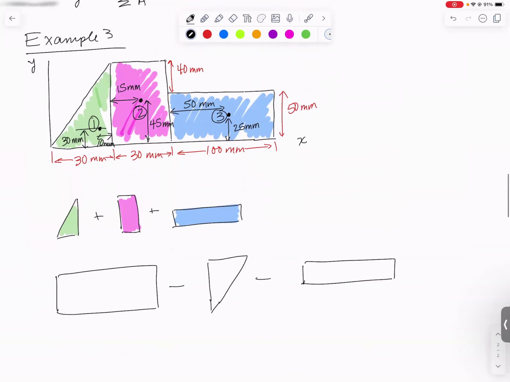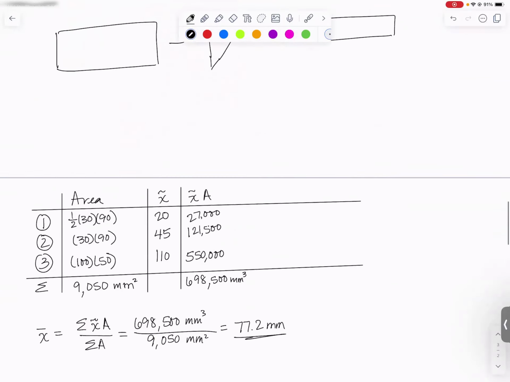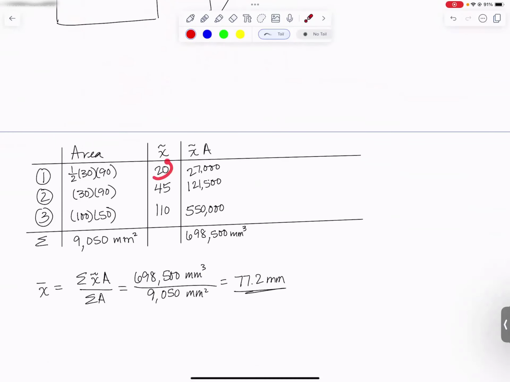And we can right now do a quick sanity check on this one. The whole shape was 100 plus 60, 160 millimeters wide. And we just got an answer that was 77, which I find encouraging because that's in between 0 and 160. And anywhere you might have made a mistake here, if you get something bigger than 160 or smaller than 0, you know you've made a mistake. We can actually do a little better than that. If you look at all of your X coordinates, 20, 45, and 110, we know that our centroid location has to be in between those. It can't be any smaller than 20 or any bigger than 110. And this seems to pass that sanity check to me.